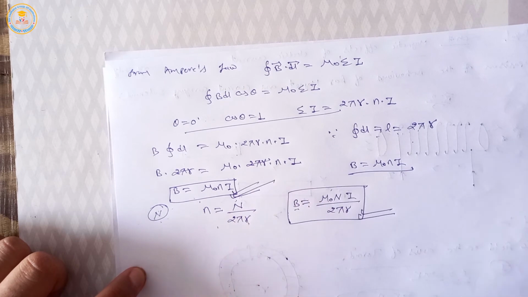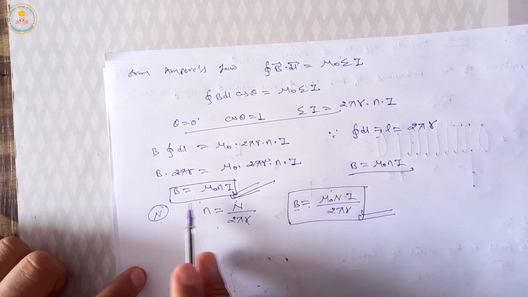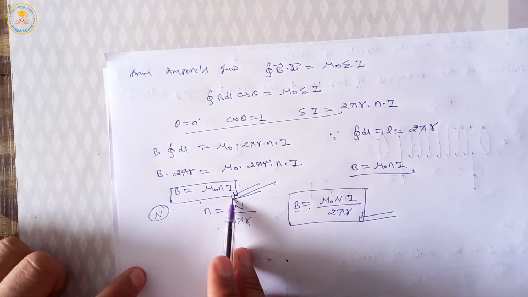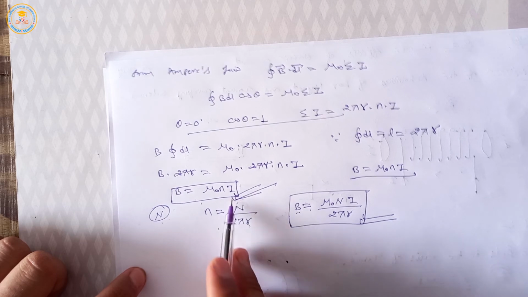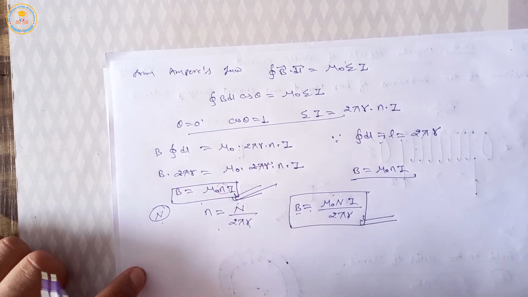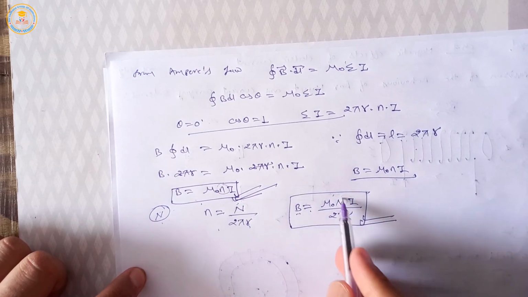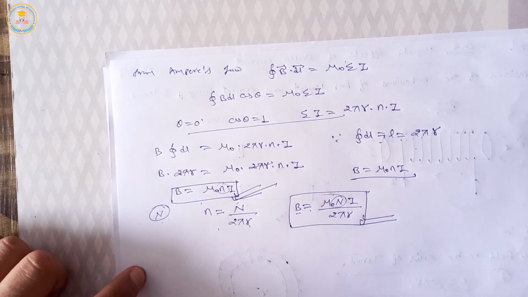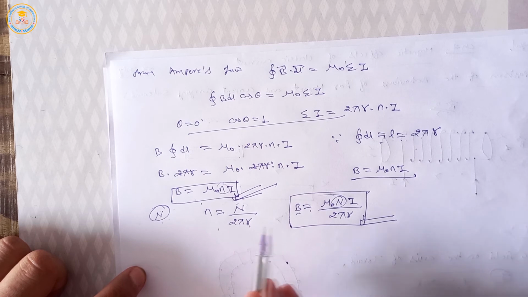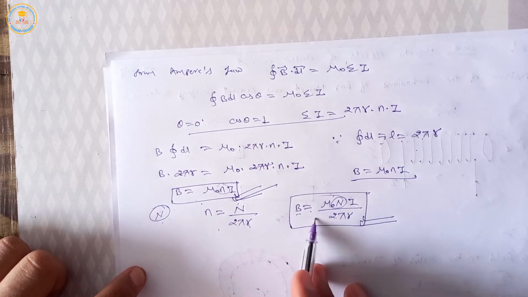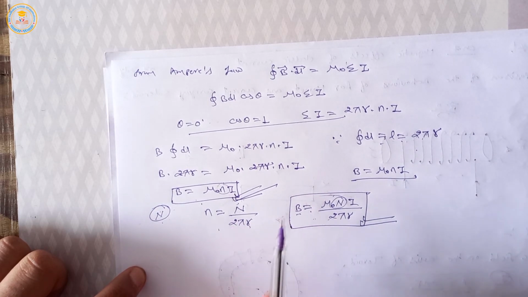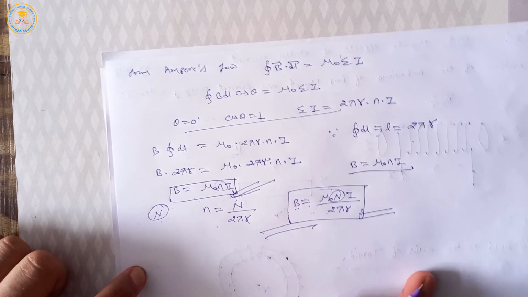According to this equation, we can say that the magnetic field at the axis of the toroid depends on the number of turns. This is the number per unit length, and this is the total number of turns in a toroid. So this magnetic field depends on the number of turns and the current in the toroid. Okay, this is the magnetic field.